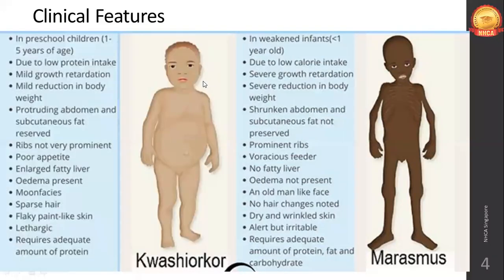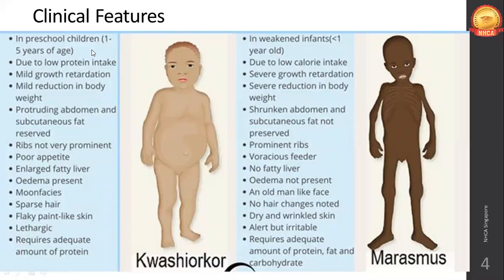Okay. Next, we come to kwashiorkor. Just by looking at the image, you can identify that the body of this child who suffers from kwashiorkor is completely swollen up. Specifically, you notice the abdominal region. Peritoneal fluid gets filled up here. This is seen in preschool children of the age 1 to 5 years, and it is most commonly seen in 3 to 5 years.